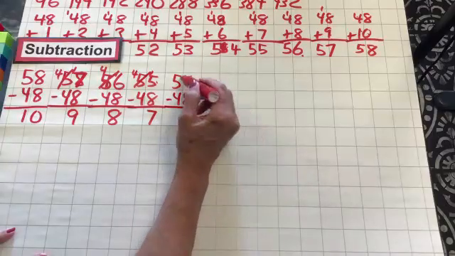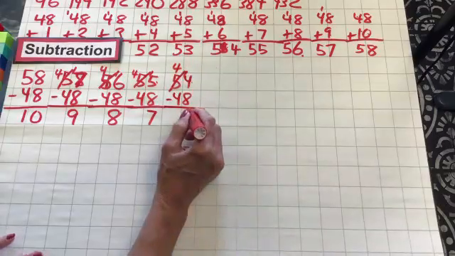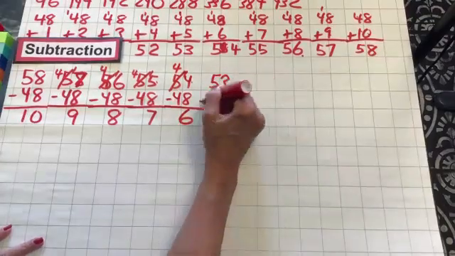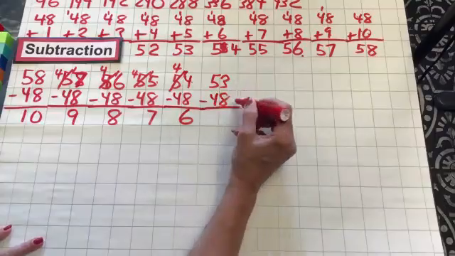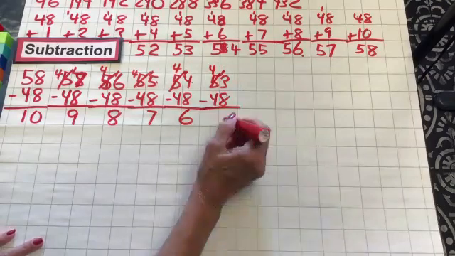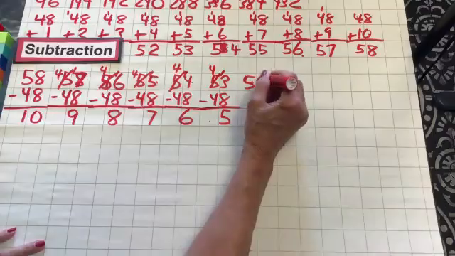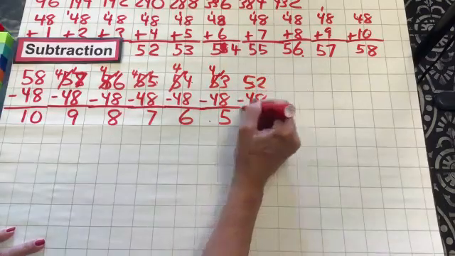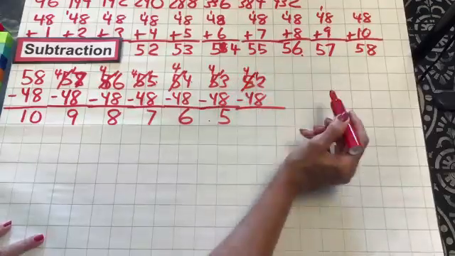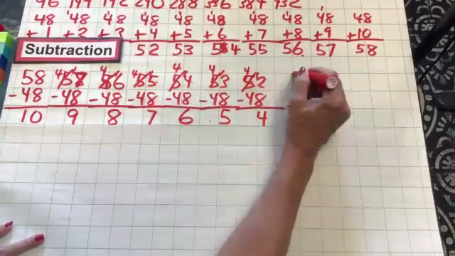We can't take 8 from 4, so we're going to borrow from the 5, leaving 4, making that 14 minus 8 is 6. 4 minus 4, nothing. 53 minus 48. We can't take 8 from 3, so we're going to borrow from the 5, leaving 4, making that 13 minus 8 is 5. 4 minus 4, nothing. 52 minus 48. Can't take 8 from 2, borrow from the 5, leaving 4, making this 12 minus 8 is 4. 4 minus 4, nothing.